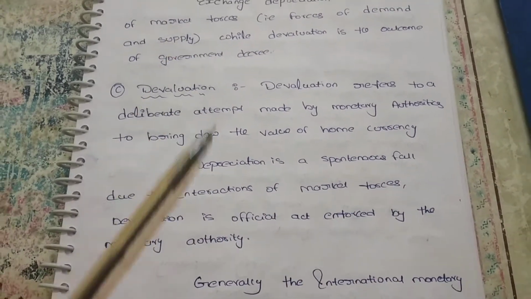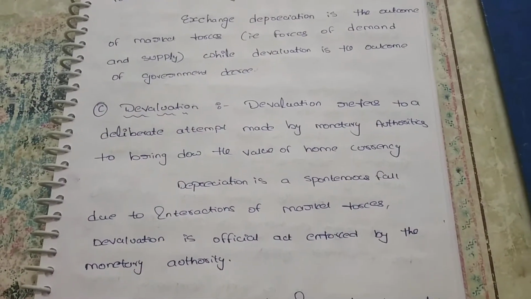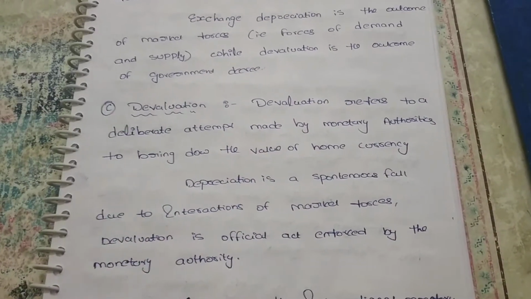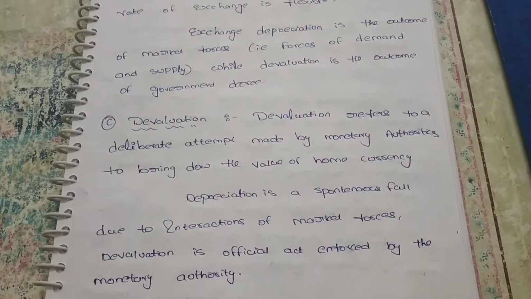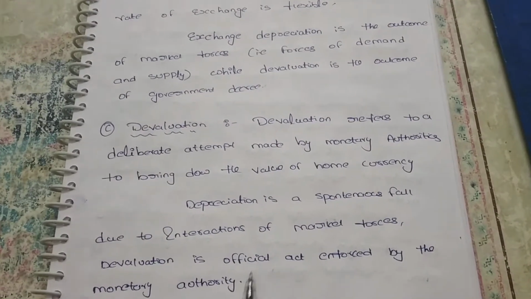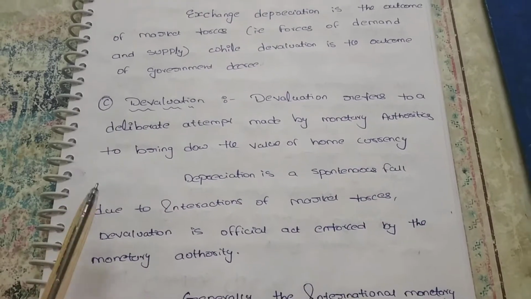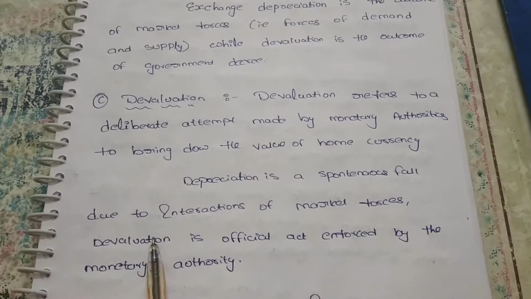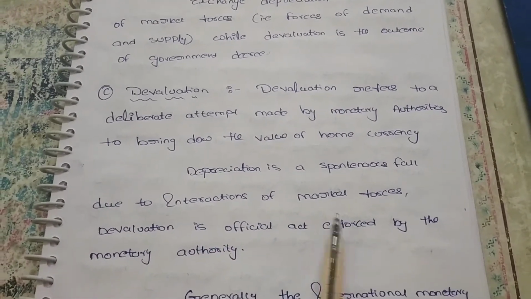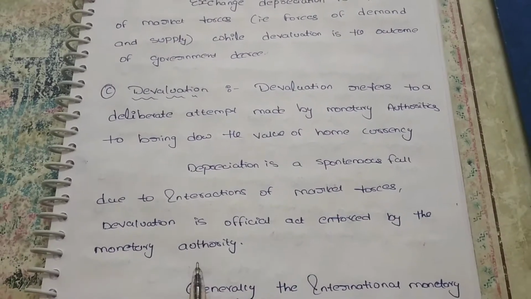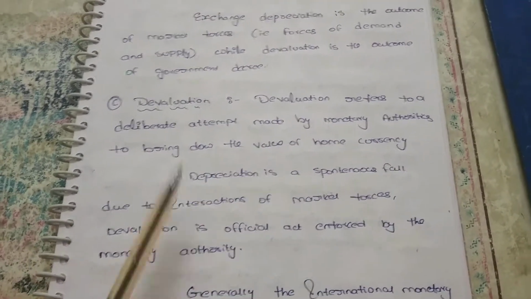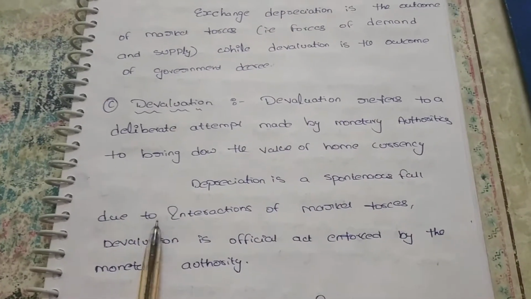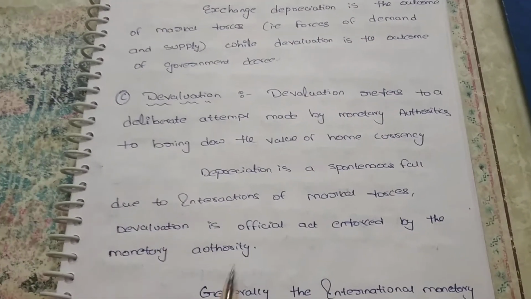Depreciation is a spontaneous fall. Depreciation is mainly based upon the demand and supply of the product. When the demand increases, the fluctuation may rise. If the demand decreases, depreciation is a spontaneous phenomenon based upon demand and supply. When the demand increases, the exchange rate also increases. When the demand decreases, the exchange rate also decreases. But unlike the interactions of market forces, devaluation is an official act enforced by the monetary authority. Depreciation is based on spontaneity, on the demand and supply of the particular product, and the taste and preferences of the consumer. But devaluation comes under the monetary authorities.